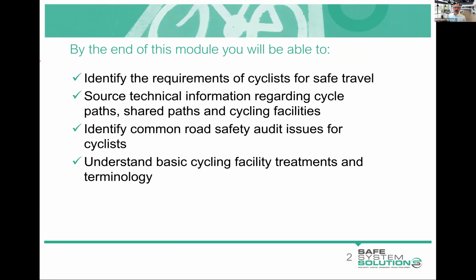This module is about identifying some of the requirements for cyclists for safe travel. We're going to talk about some of the technical information regarding cycle paths, shared paths, different cycling facilities, on-road and on-street stuff. And then, as we did with pedestrians, we're going to hone in on some of the typical things we might find in road safety audits associated with the safety of riders, and some of the different treatments and the terminology around them.